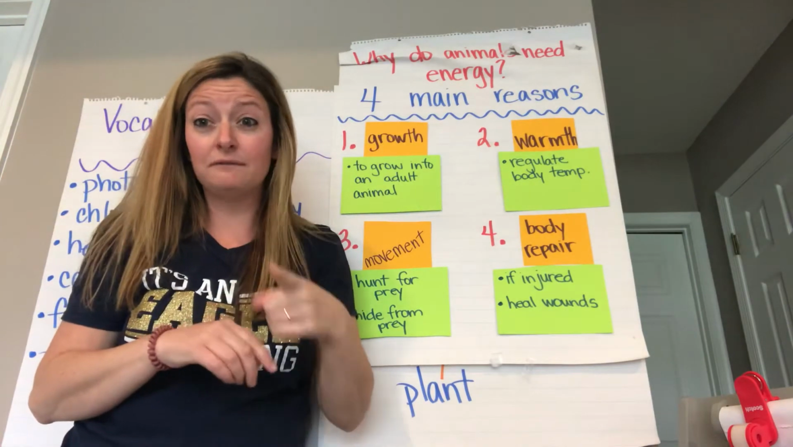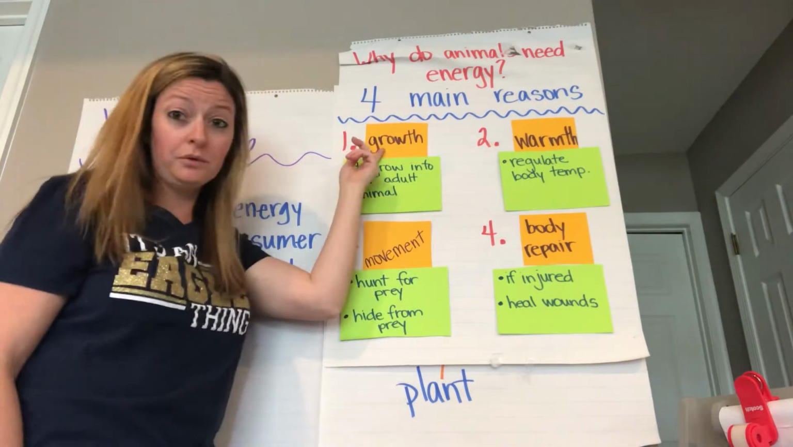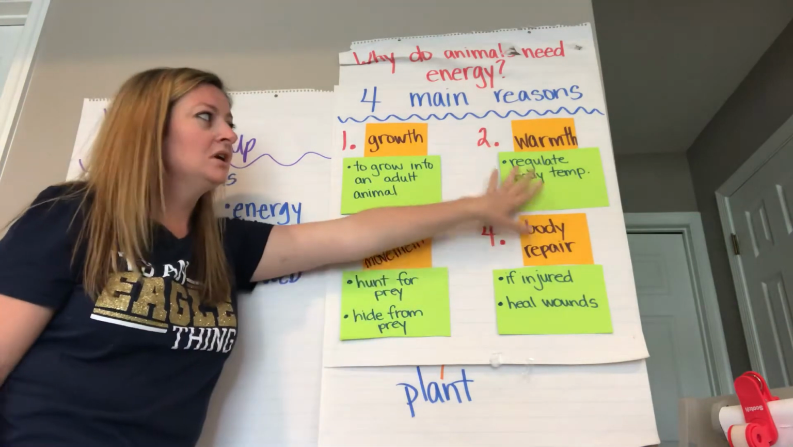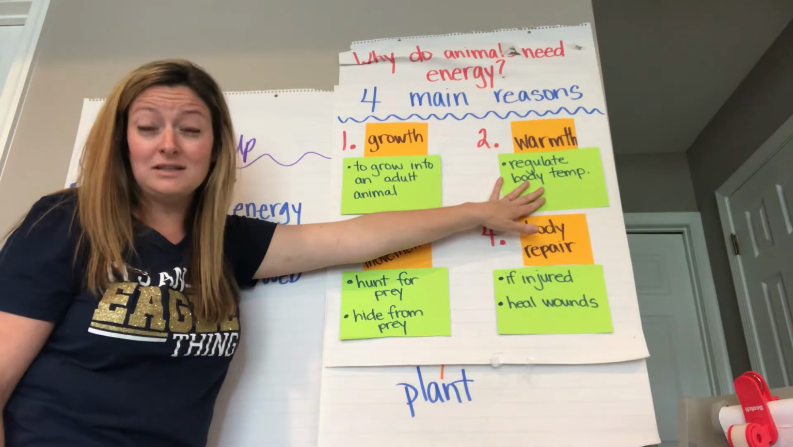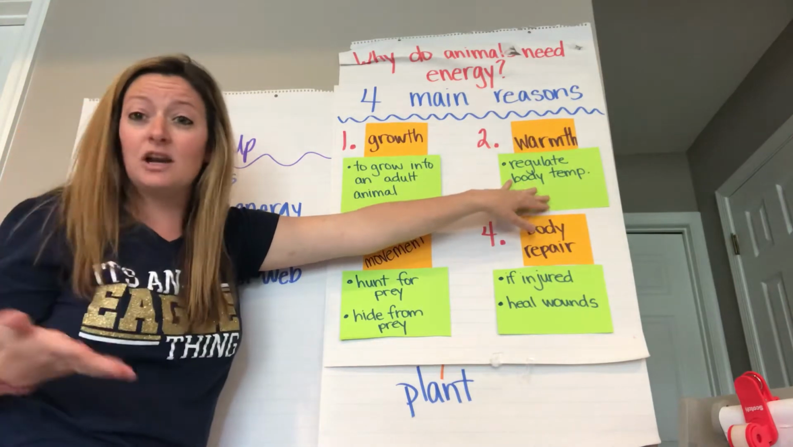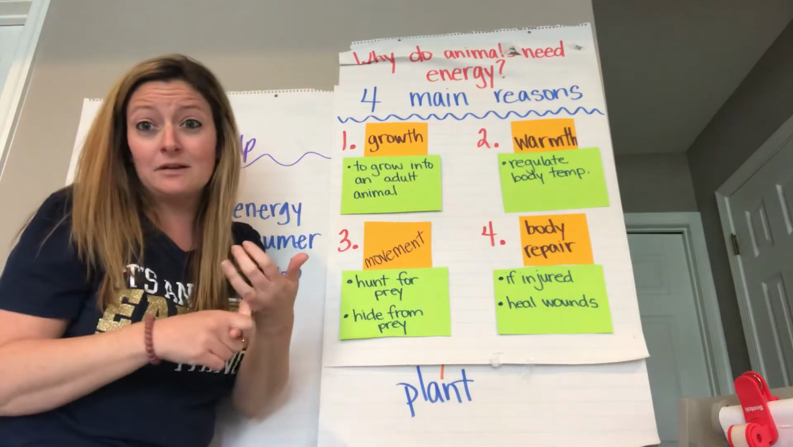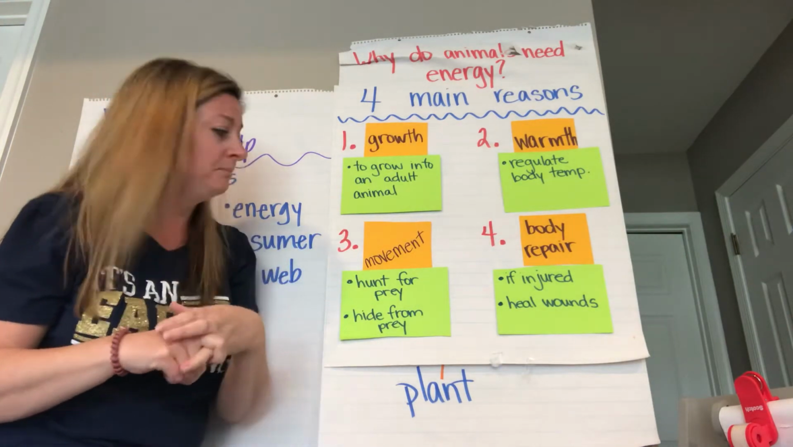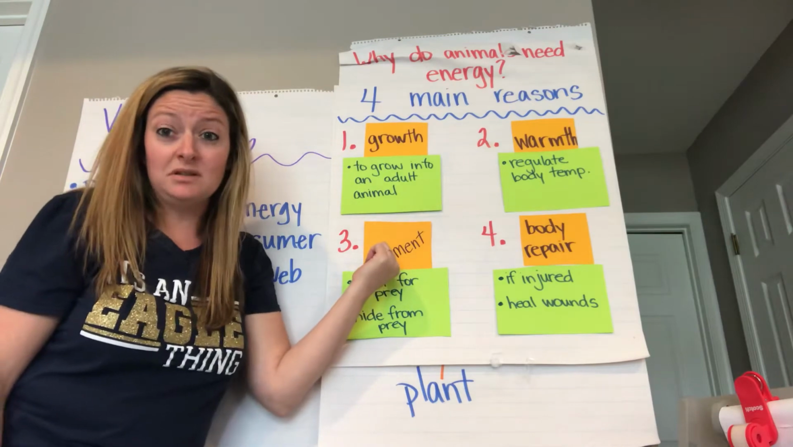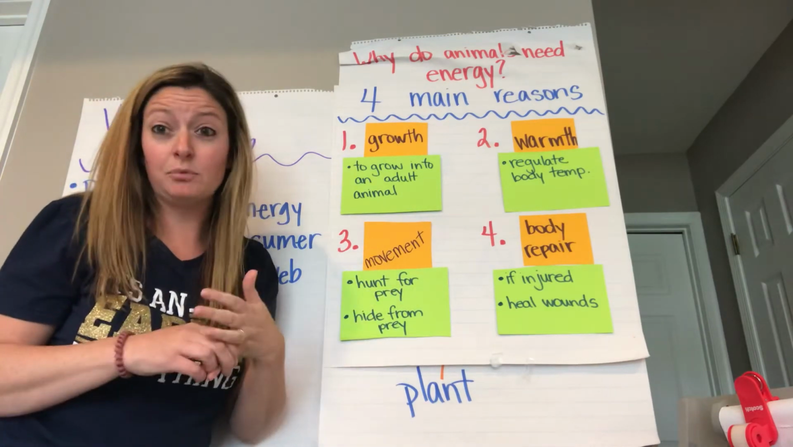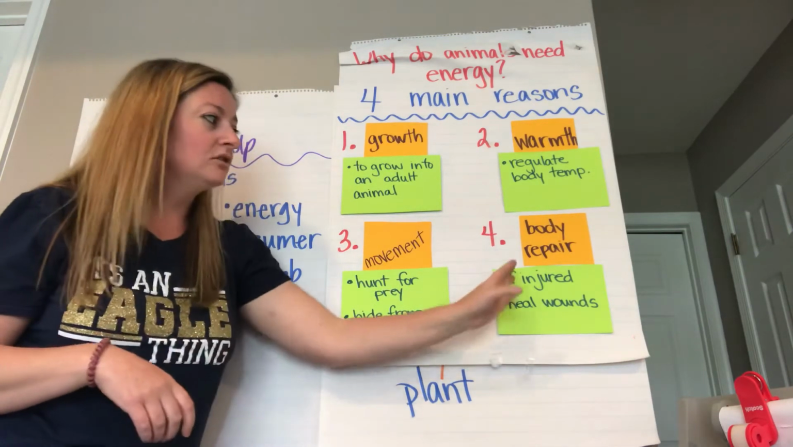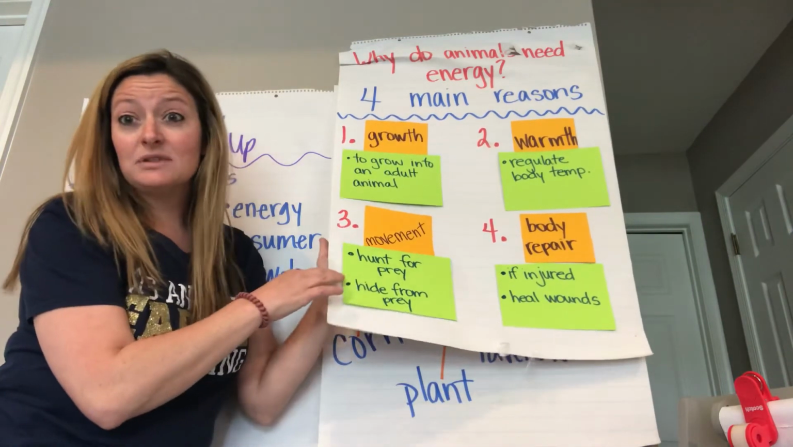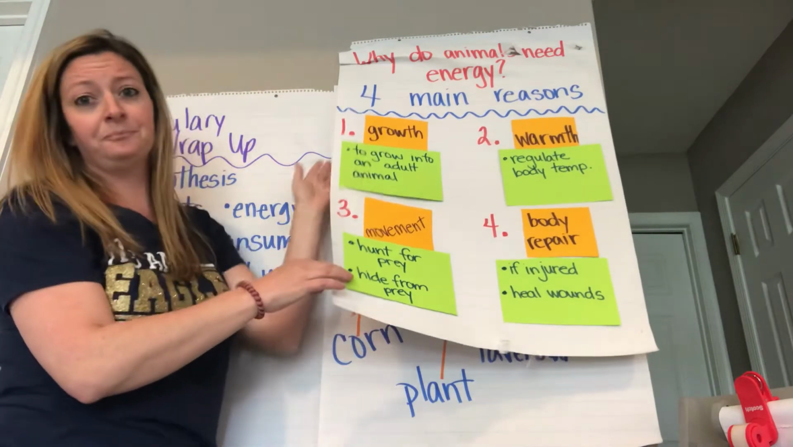4 main reasons. The first one we spoke about was growth, right? They have to grow into that kind of adult animal. Warmth, to regulate their body temperature depending on the environment that they live in. Remember, we discussed polar bears or an animal that might live in the Sahara or the desert. The third reason was movement, okay, so that they could hunt for prey or hide from prey. And our last reason was body repair. Remember, if their bodies get injured, they're going to have to be able to heal themselves within that environment.